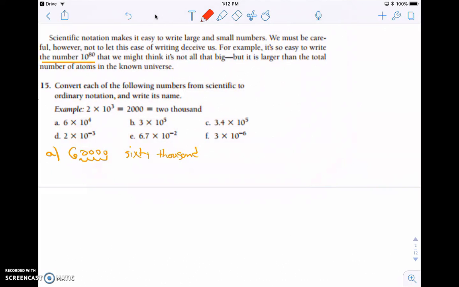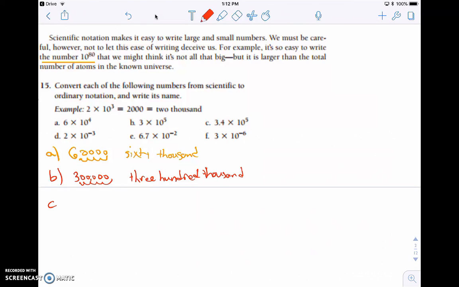The next one, B, 3 times 10 to the 5th. Again, you're going to move that decimal place 1, 2, 3, 4, 5. And if we look at that number, it looks like there should be a comma there, so that is 300,000. So you can write 300,000 as 3 times 10 to the 5th.